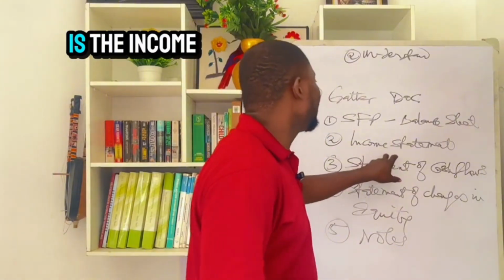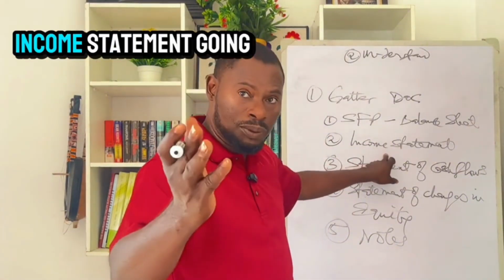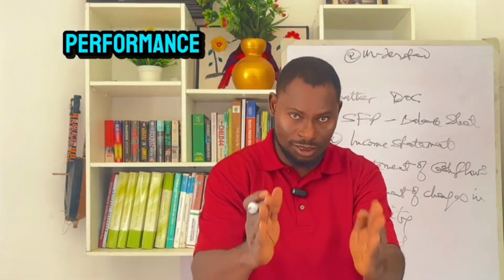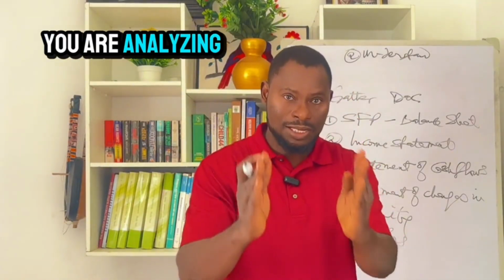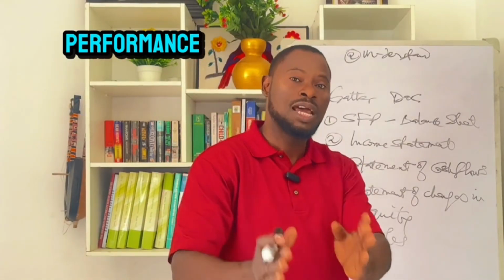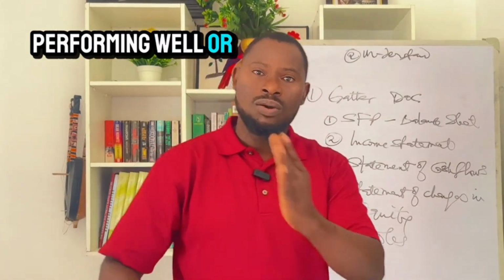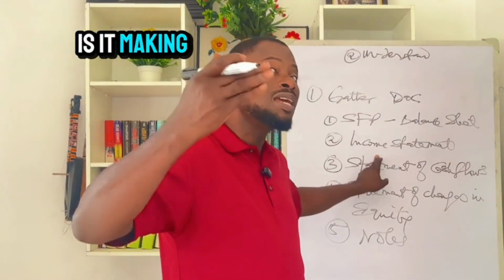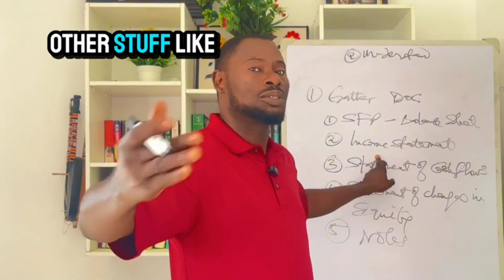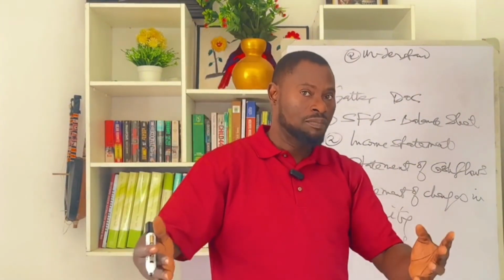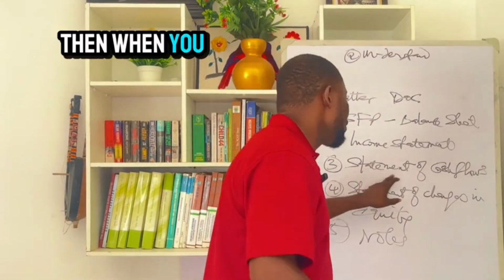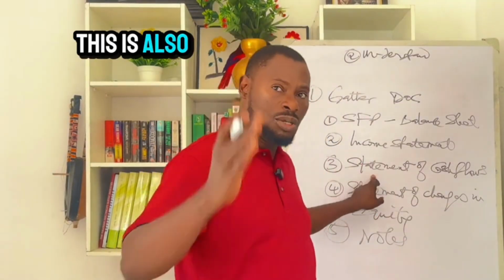The next one is the income statement. What is the income statement going to show you? The income statement is going to tell you about performance. When you come to the income statement, you are analyzing performance. Is the company performing well or is it performing badly? Is it making a profit or is it making a loss? You'll be able to look at other things like the revenue made, but basically you are looking at what? Performance.